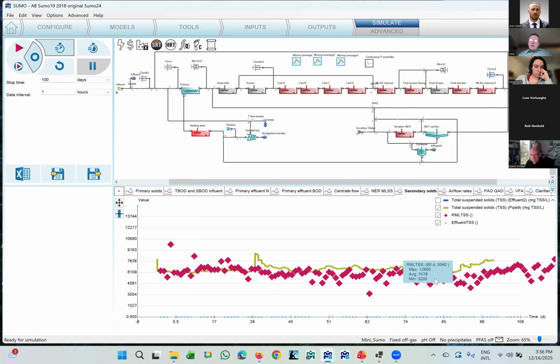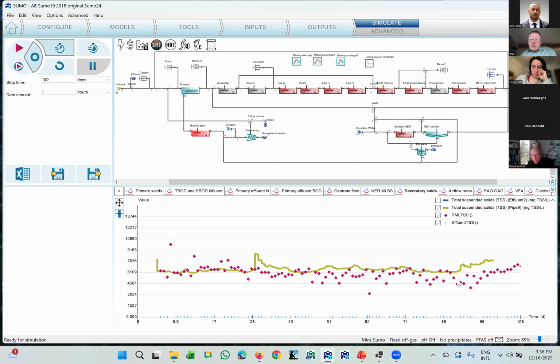So if the MLSS is right, which I don't know in this case, but if it's right, then these solids that the model predicts have to go somewhere. They cannot go to the effluent. The effluent is really low. You see, it doesn't show up on the scale. So the point is that you always have to think about the mass balance, maintaining the continuity.